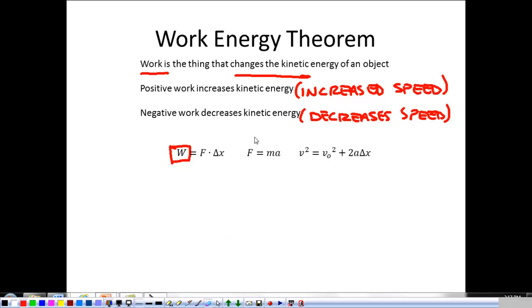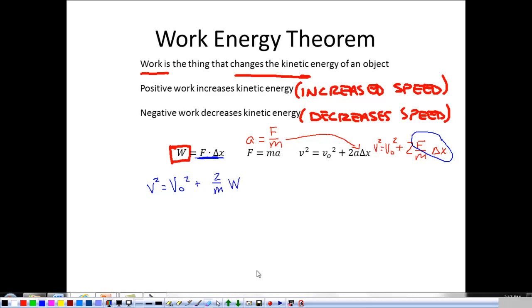So if we look at this and we substitute acceleration, which is force over mass, into this equation, we see that v squared equals v0 squared plus 2 times force over mass times delta x. Now this force times delta x thing should look familiar to us. It's work. So instead of writing force times delta x, we're going to rewrite this as v squared equals v initial squared plus 2 over m times work.